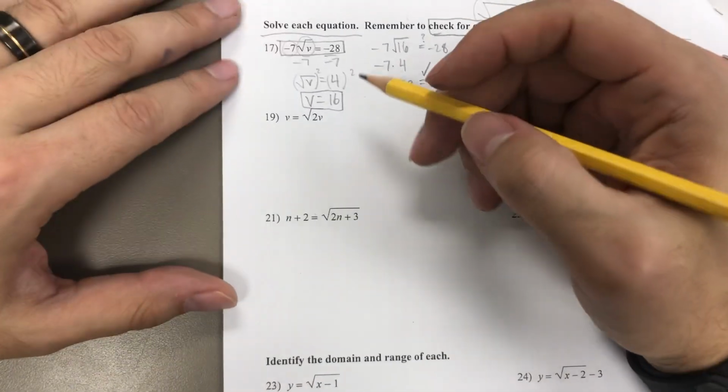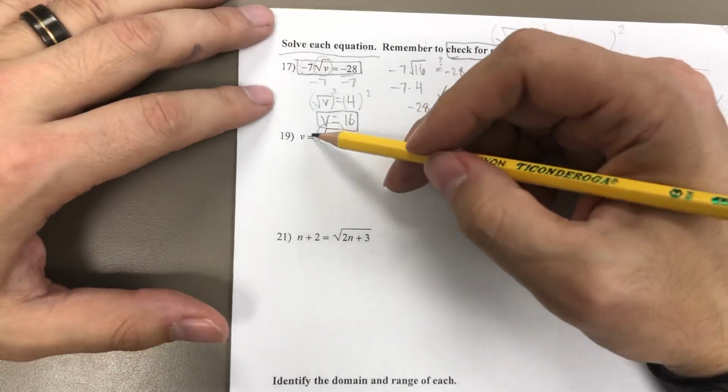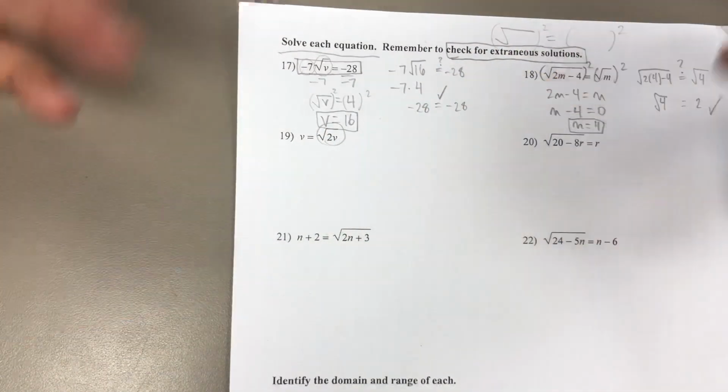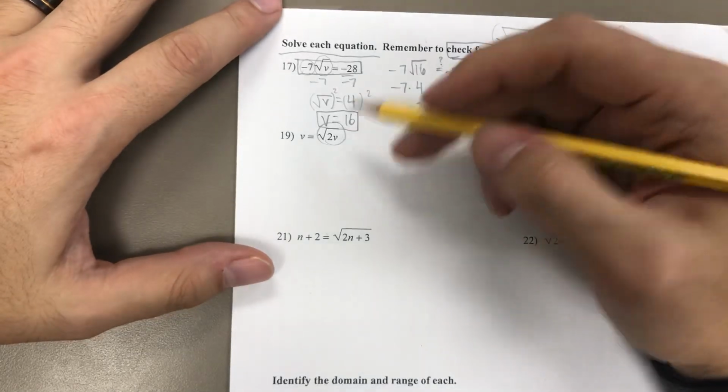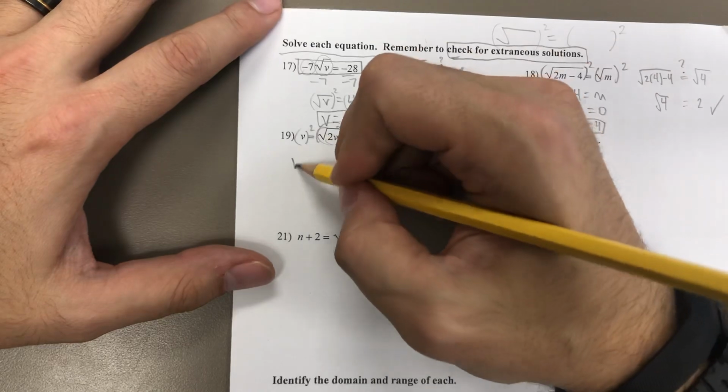All right, now on to number 19. We need to get the square root all by itself. It looks like it already is by itself. There's no multiplying outside of the square root. There's no adding or subtracting outside the square root. So we just simply square both sides. So if I square this side, I get v squared.